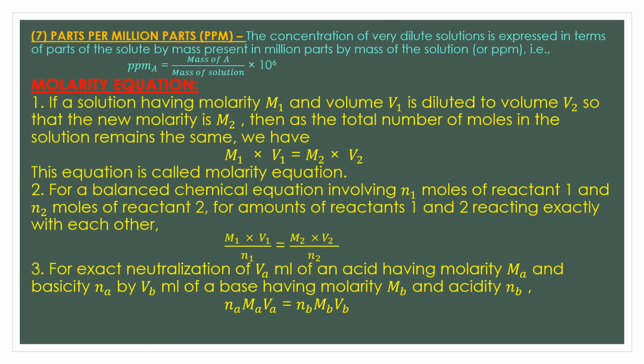Let us proceed further. The next one is parts per million. For ppm, the concentration of a very dilute solution is expressed in terms of parts of the solute by mass present in a million parts by mass of the solution. That is, ppm for a particular substance A is mass of A divided by mass of solution times 10 to the power 6. This is for million. We can do exercise questions based on these topics like mole fraction and parts per million. Let us proceed further now.